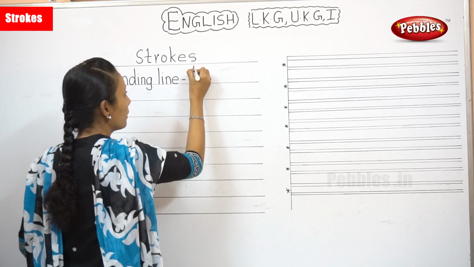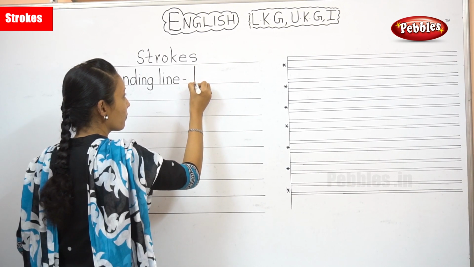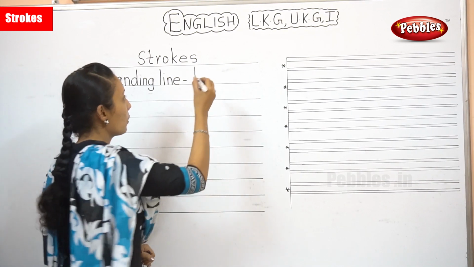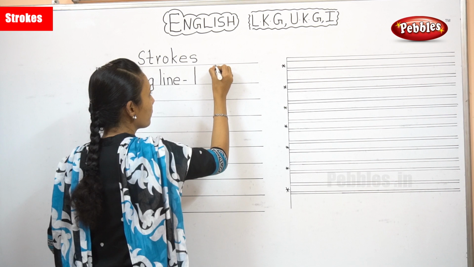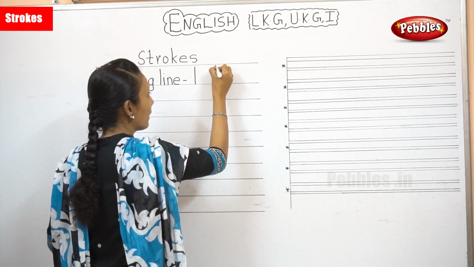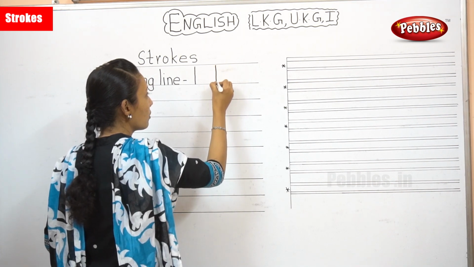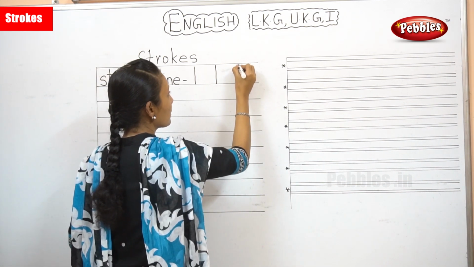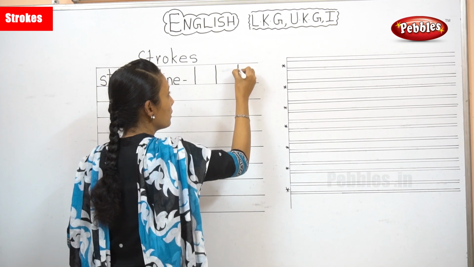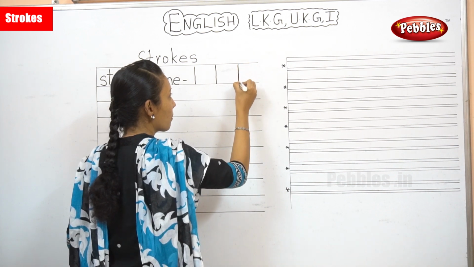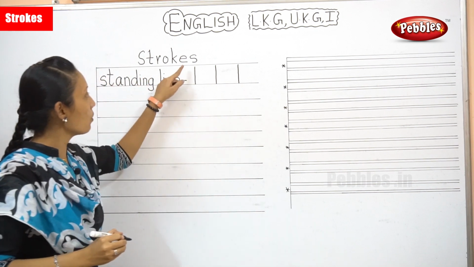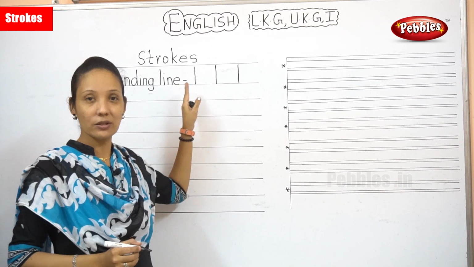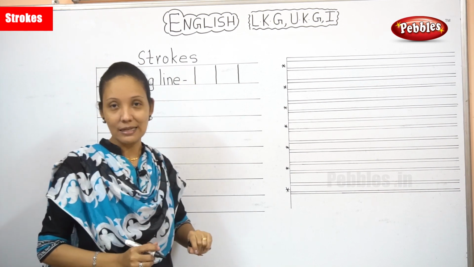It's from up, you come down. Okay children, this is called standing line. Once again, from up, just a straight line down, your standing line. I will repeat it once more. From top to the bottom, that is from up, you will draw a line down. It is called standing line. Yes, it is straight, isn't it children? So it is called a standing line.